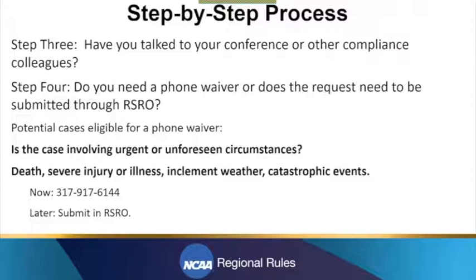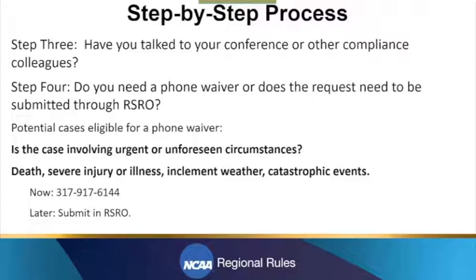I think it's all about urgency maybe and unforeseen circumstances. If it's a complex issue, and we'll get to what doesn't rise to the level of an urgent phone waiver, but it's something relatively simple and straightforward, we have that 6144 number for institutions to call. A lot of times we see something to do with a student-athlete well-being issue, some sort of inclement weather issue, catastrophic events, death, etc.